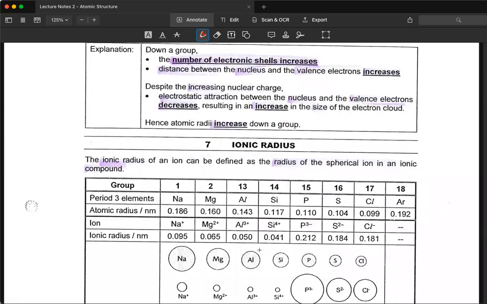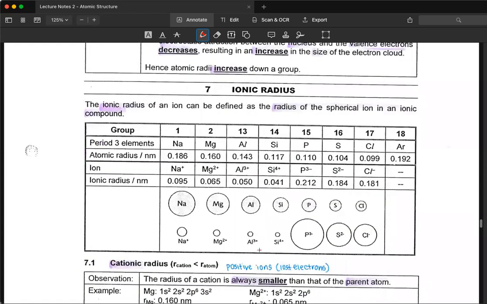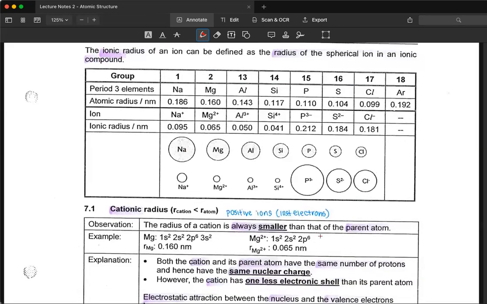As for ionic radius, what is ionic radius? It's defined as the radius of the spherical ion in the ionic compound. So if you examine period 3 again, these are the ions of period 3, and take a look at their radius. For atomic radius, there's a general trend of decrease. But for ionic radius, it decreases, and then when it comes to the negative ions, phosphide is so much larger than the rest. Then it decreases again. Okay, so what is the reason for that?